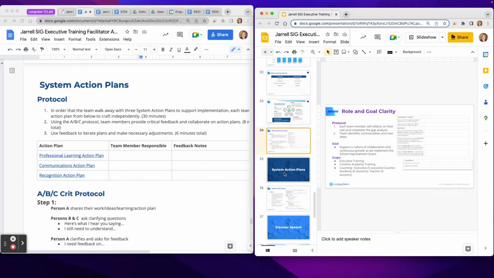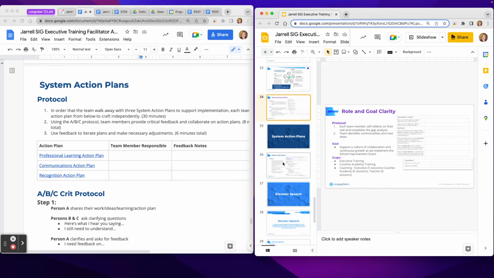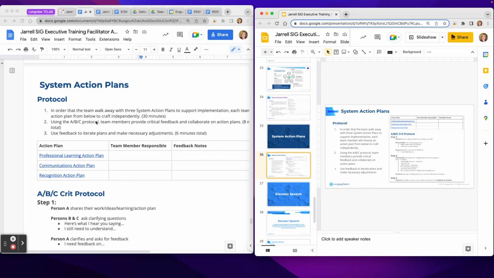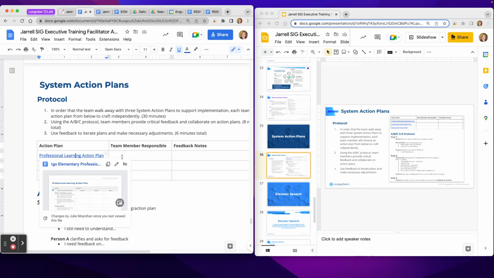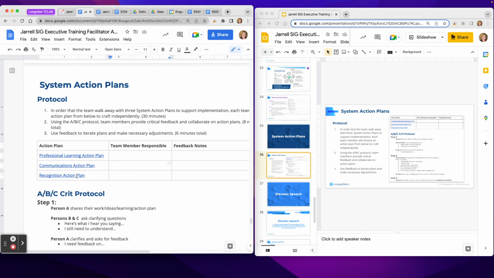Hopefully, everything that's happened so far leads them up to having a really good frame of mind to look at 3 different types of action plans that will be very important as they implement the school improvement grant. You can see that they're going to look at a professional learning plan, communications, and recognition. There are 3 people there. These are 3 very important systems. And so our thought was to let them divide and conquer at this point. You can ask them to identify which person wants to draft each of those plans.